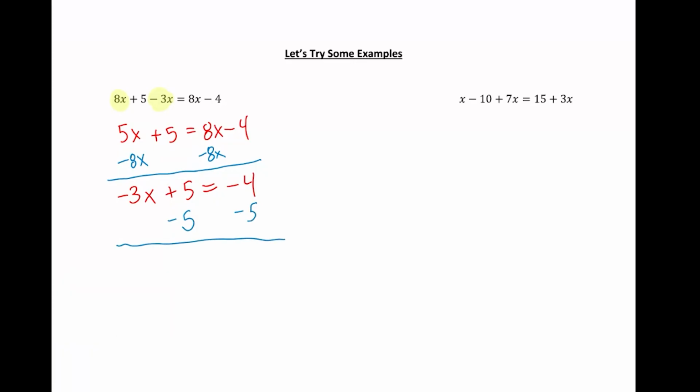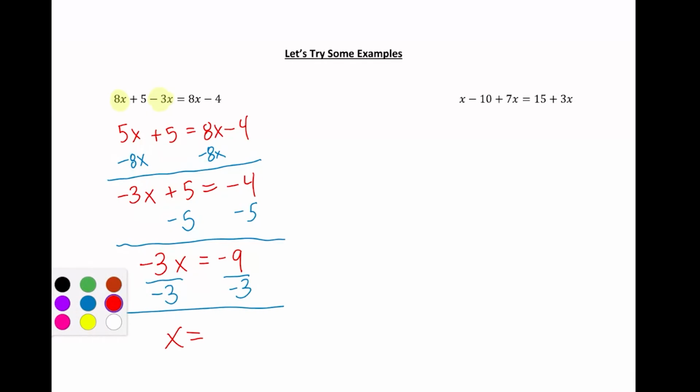So when I subtract 5 from both sides, I have negative 3x equals negative 9. And now I can get rid of that negative 3. It says negative 3 times x. So the inverse operation there is going to be division. And I'm going to divide both sides by negative 3. That'll give me x equals 3. And that is my final answer.